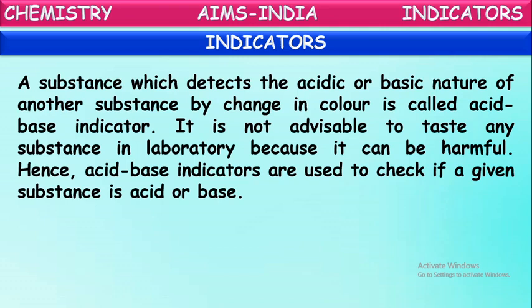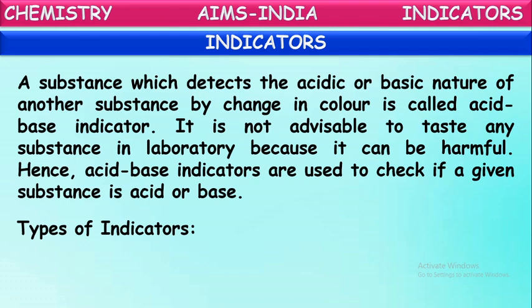So how to know them? Then we can identify whether it is an acid or base or any other substance by using these indicators. These indicators change their color in the presence of acids and bases. Hence, acid-base indicators are used to check if a given substance is either acid or base.